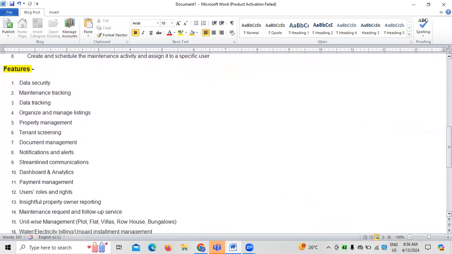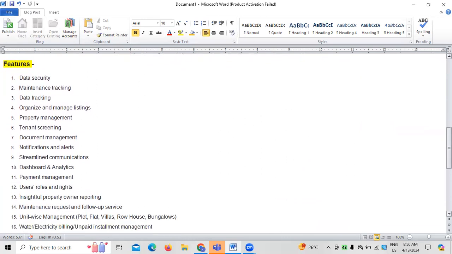So being a business analyst, one has to identify the solution. That is something which they have to do beforehand. And whatever solution they have identified, if they want to implement it, they require some features. What kind of features? Data security and managing the data is one of the features. Maintenance tracking, if you want to maintain the transactions, is required. Even data has to be tracked. At the same time, we need a feature for organizing and managing the listings, property management, and tenant screening. Even if you want to manage the documents, document management is required.